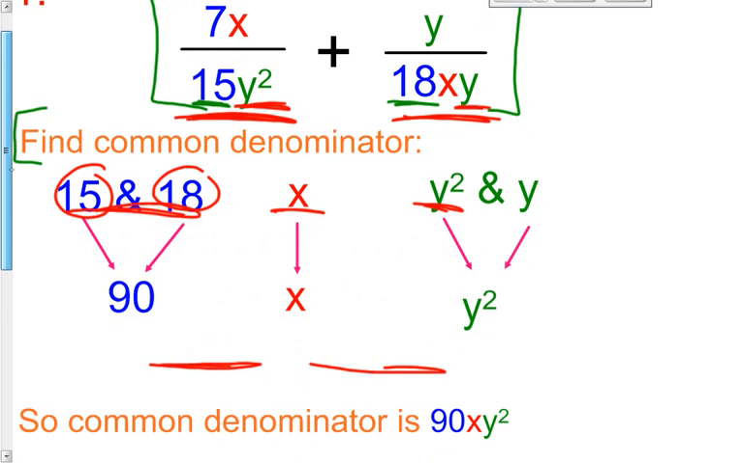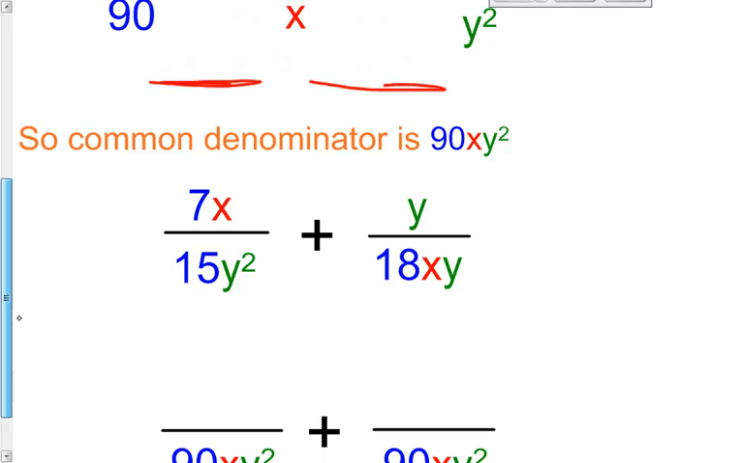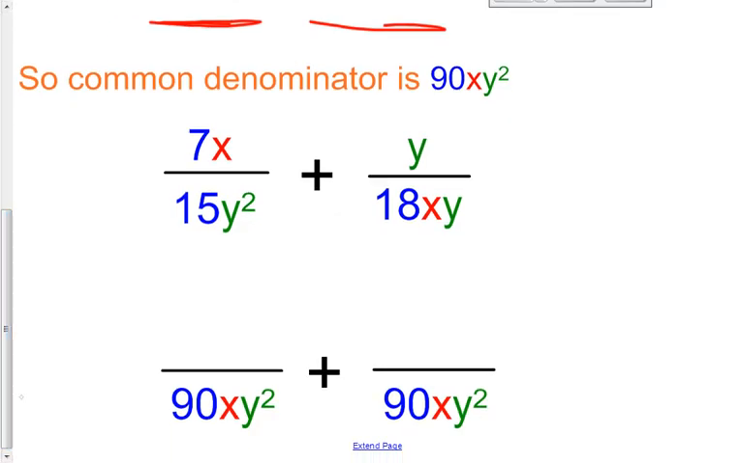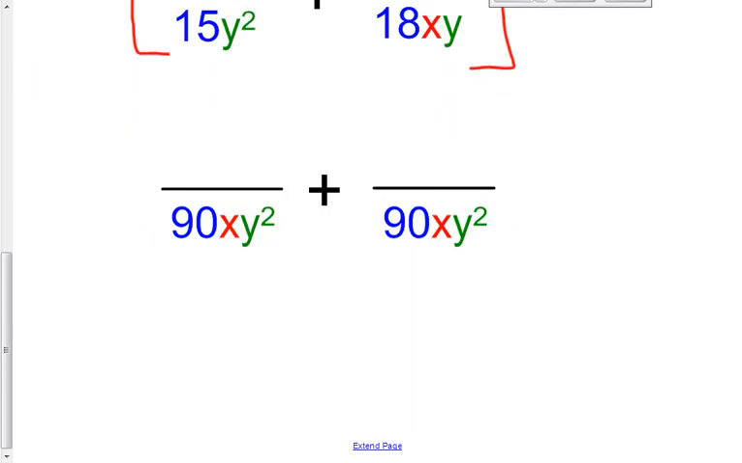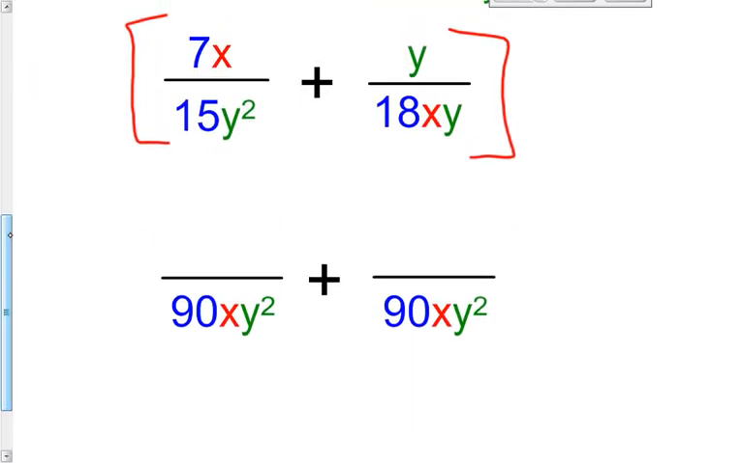90xy squared. So we're going to rewrite this. Here was what our original problem was, right here. We're going to rewrite this so that we have two fractions with 90y squared in the bottom. So why don't you guys write that down. Now, the same rationale that we used in elementary school, we're going to use now. What did you multiply to get from here to here?